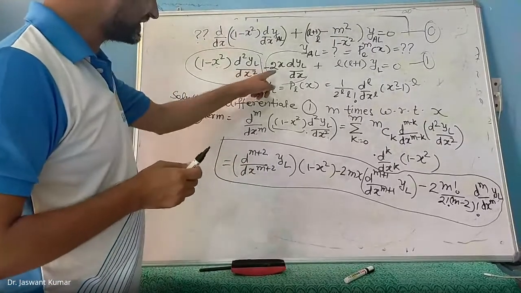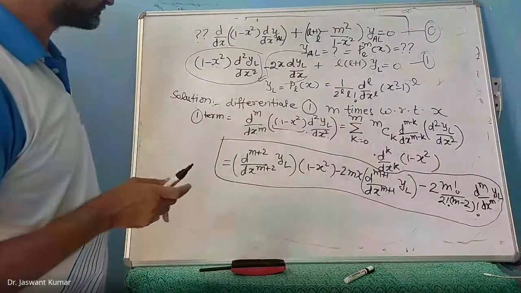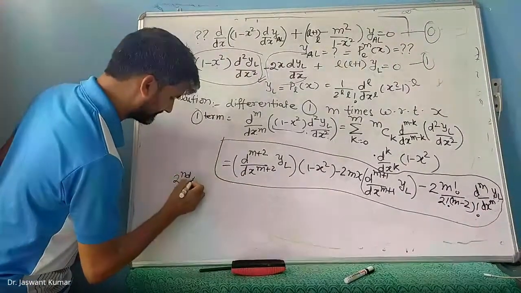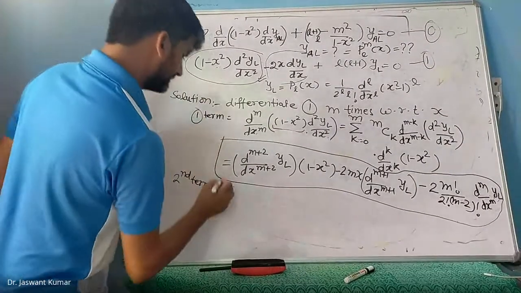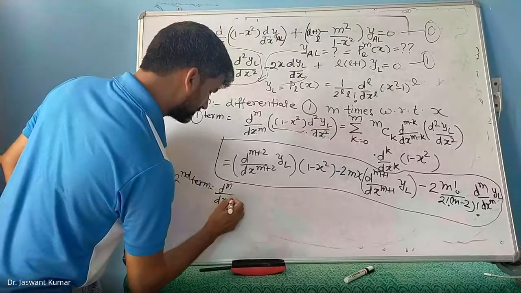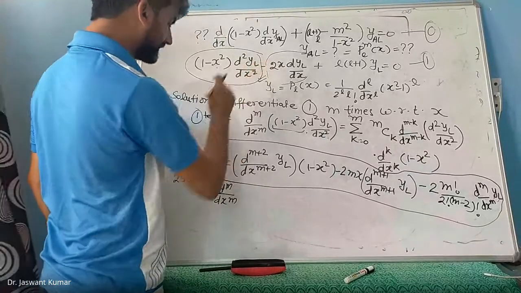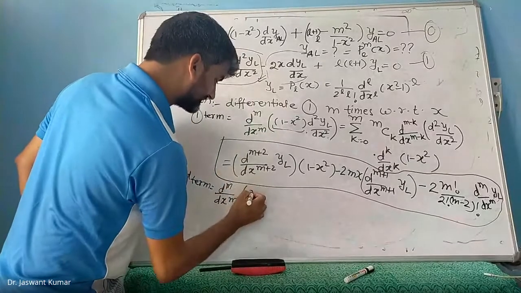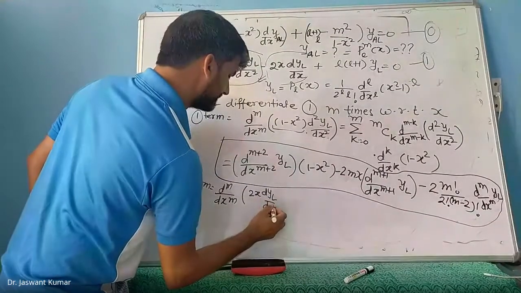Okay. Let us take the second derivative of the mth derivative of this term. So second term. Second term is dm by dxm of, okay, let us ignore the minus sign for the moment, because then we will write the first term minus second term. So let us write it as 2x dyl by dx.